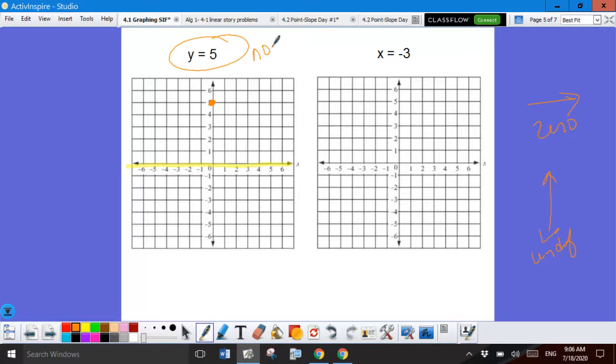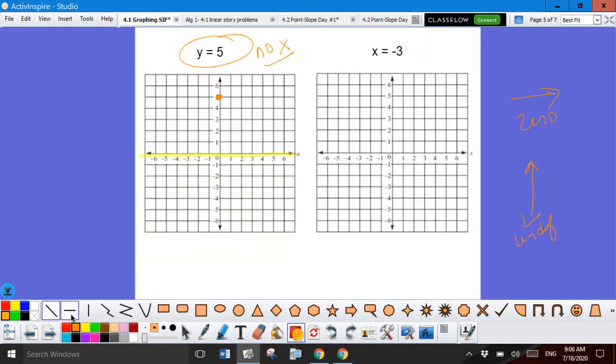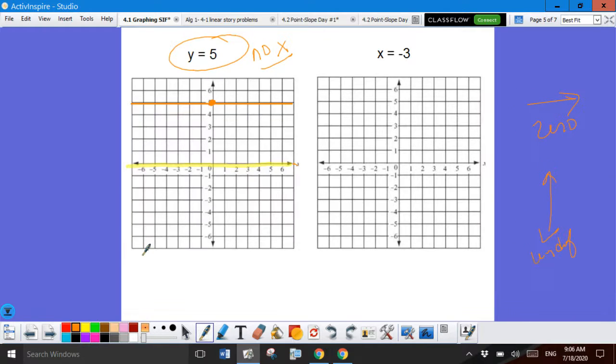But here's the trick, okay? This one has no x. So if I don't have an x, I cannot touch the x-axis. So I can't touch this. So what kind of line are you going to draw that cannot touch that yellow line? Well, your only option is to draw one through the 5 that is horizontal.